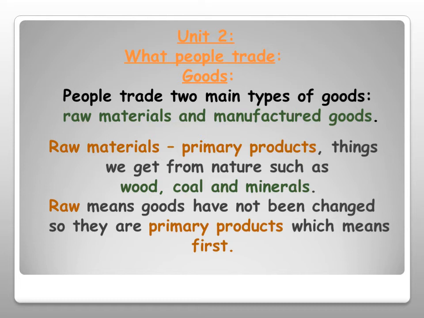Remember, raw materials is not used, it hasn't been changed. So try and think it's raw. So make a picture in your mind and think of raw materials. It's a primary product, which is wood, coal and minerals. It has not been changed. Raw means goods have not been changed. So they are primary products, which means first. Primary stands for first.